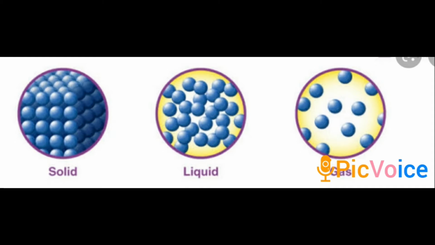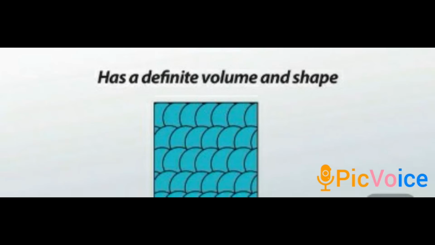Matter exists in three different forms: solid, liquid, and gas. Now I will tell you about solid. Matter in its solid state has a fixed shape. For example, a block of wood has a fixed shape and size. Solids do not change their shape when moved to another container.